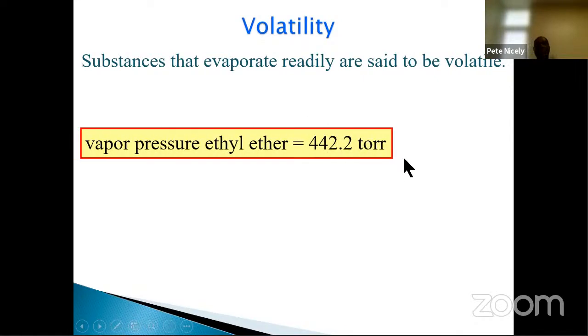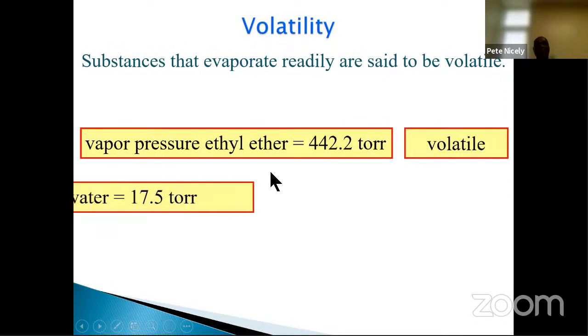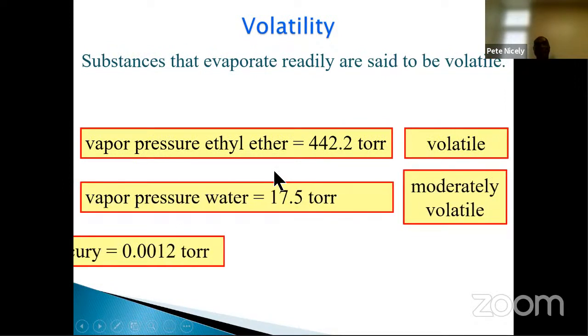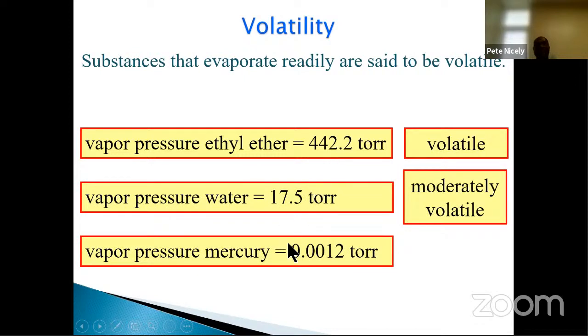So just for comparison's sake, let's compare ethyl ether to water to mercury, right? And these are the vapor pressures of these liquids at a particular temperature, if I'm not mistaken, 30 degrees. So as you can see here, of these three substances, the one with the highest vapor pressure is ethyl ether. Its value is 442.2 torr. So that is considered for most intents and purposes to be volatile. Water, on the other hand, has a vapor pressure of 17.5 torr. So it is not as volatile as ethyl ether. So we say that water is moderately volatile.